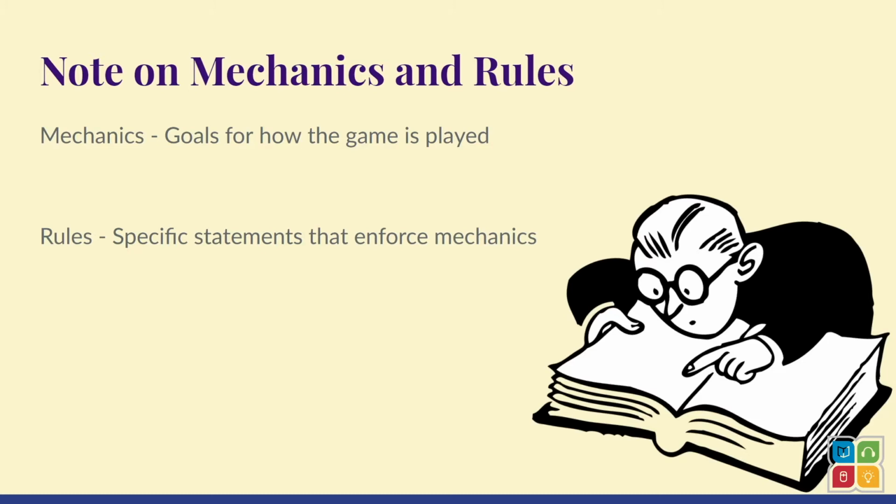Something I want to be very clear on as well is that there isn't an accepted lexicon for board game terms. So depending on where you look, you may see rules and mechanics used interchangeably. However, to try and keep things clear, we're differentiating them as such. Mechanics are the high level concept of the game. Essentially, mechanics are the goals you have for how the game will be played. Rules are specific statements that enforce the mechanics. Note that even using these definitions, the line between these areas can be pretty thin.